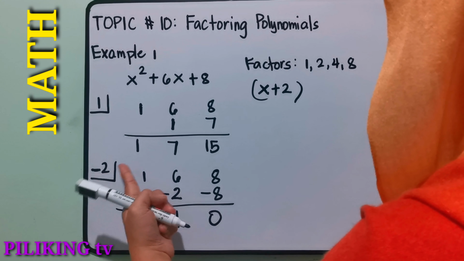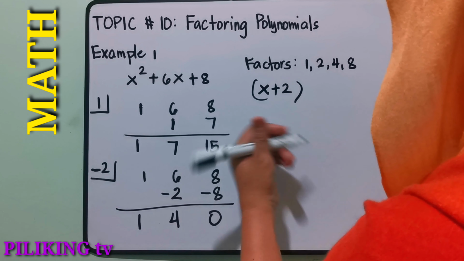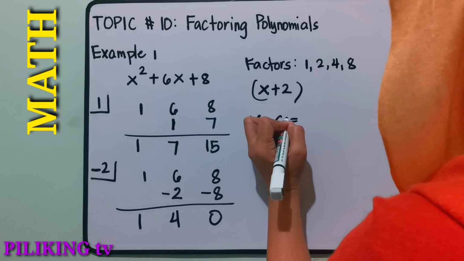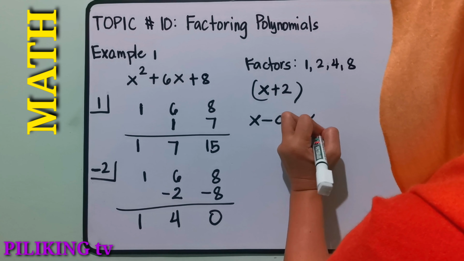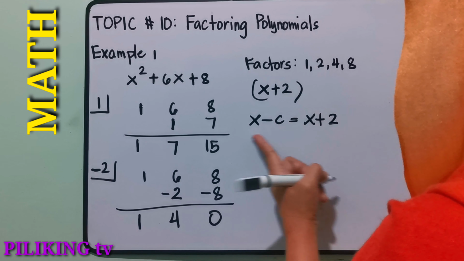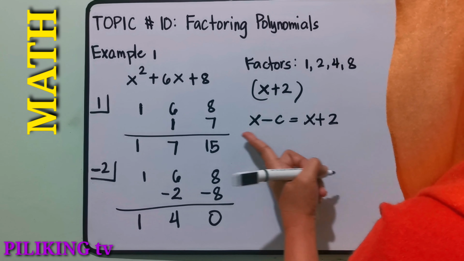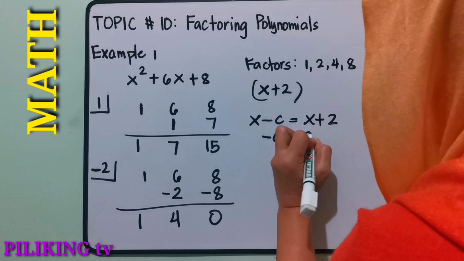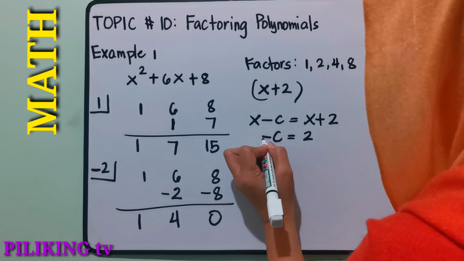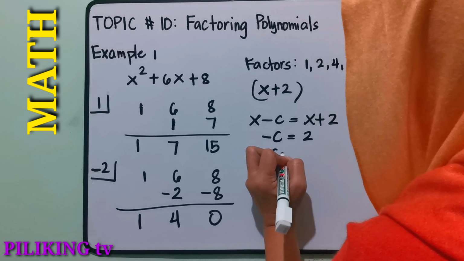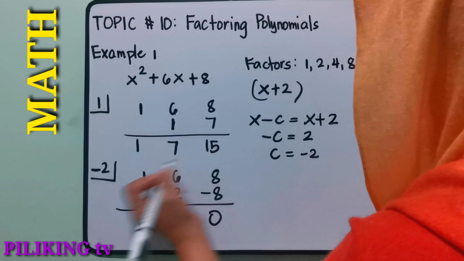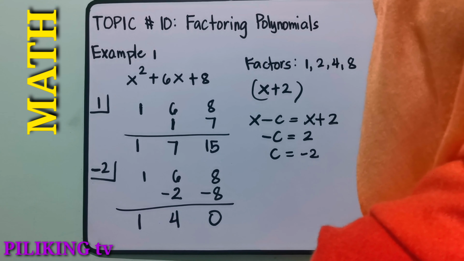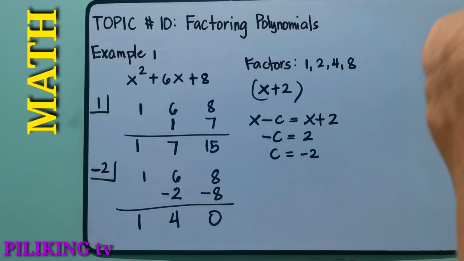So how did I use negative 2? So let us go back to our lesson. So we have x minus c is equal to one of the factor, which is x plus 2. So in order to get c, you have to add negative c both sides. So that becomes negative c is equal to positive 2. Then you divide by negative 1, so c becomes positive, therefore c is negative 2. So that's why you have here negative 2 as one of the test 0.